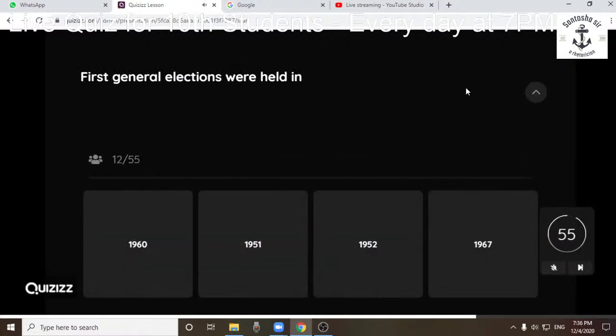First general elections were held in the year. In which year were the first general elections held? You have 20 more seconds to answer this question. 15 seconds. 38 members already answered out of 55.